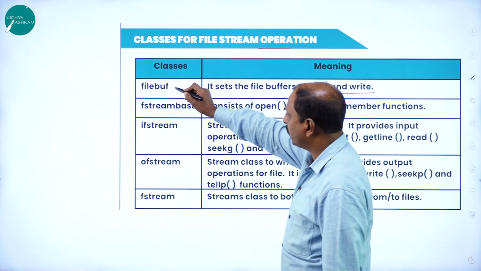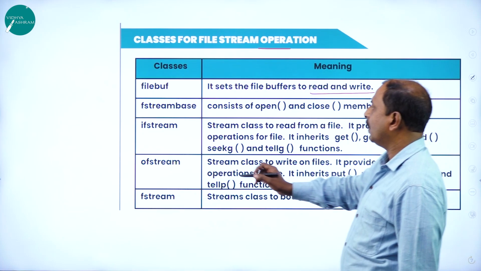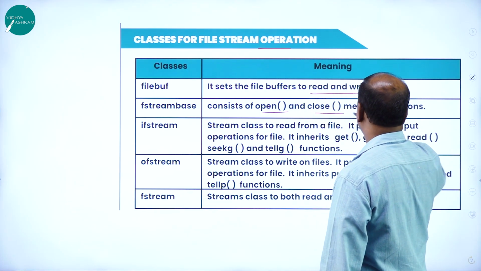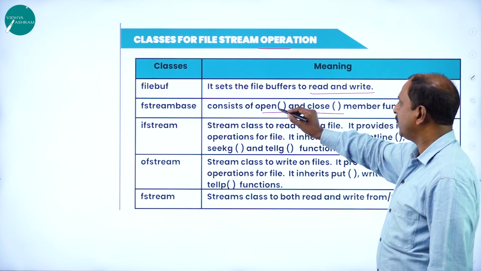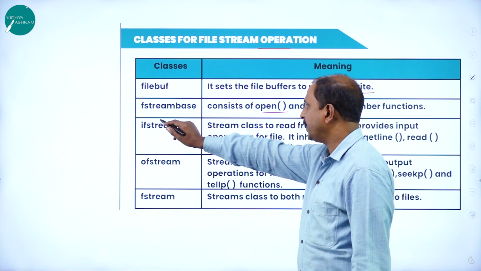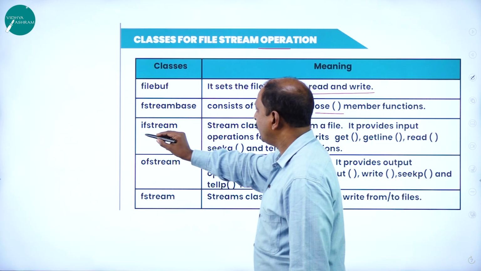So this class refers to its buffers to read and write operations. Now fstreambase consists of the open and close member functions. So open and close are two member functions inside fstreambase, which is a class. Next one is ifstream.